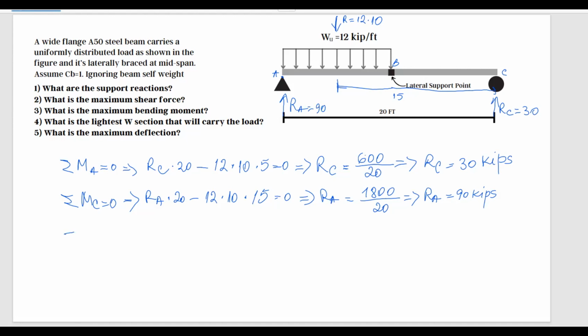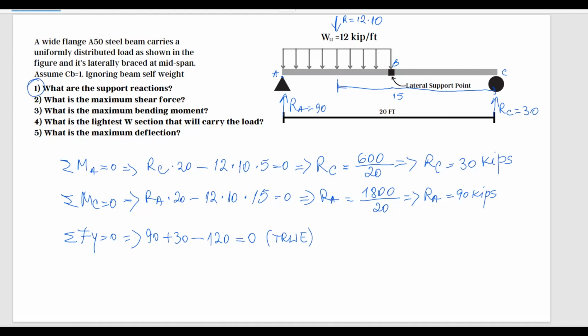Now if we want to verify ourselves, we do sum of forces in the y direction equals 0, taking positive going upward. I'll have 90 plus 30 minus 12 multiplied by 10, which is 120. And this indeed equals 0. So we have calculated our reactions correctly. So we are done with point 1 of this problem.